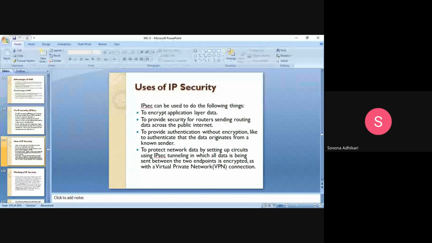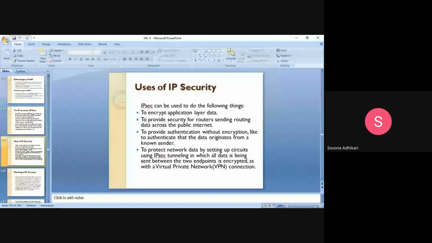IP security can also protect network data by setting up circuits using IPsec tunneling, in which all data sent between the two endpoints is encrypted, as with a virtual private network connection. We have already discussed tunneling. Tunneling is a dedicated path. The data is delivered at one end and received at the other end. No intermediate or other data can be sent during that time. So it is secured.